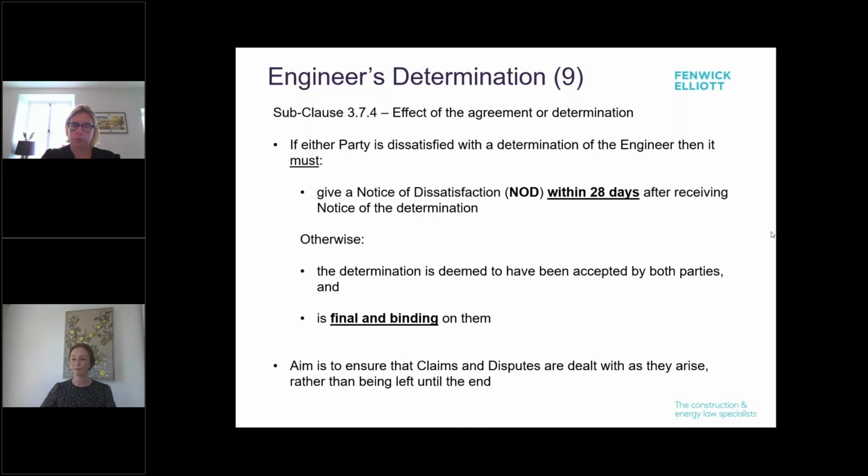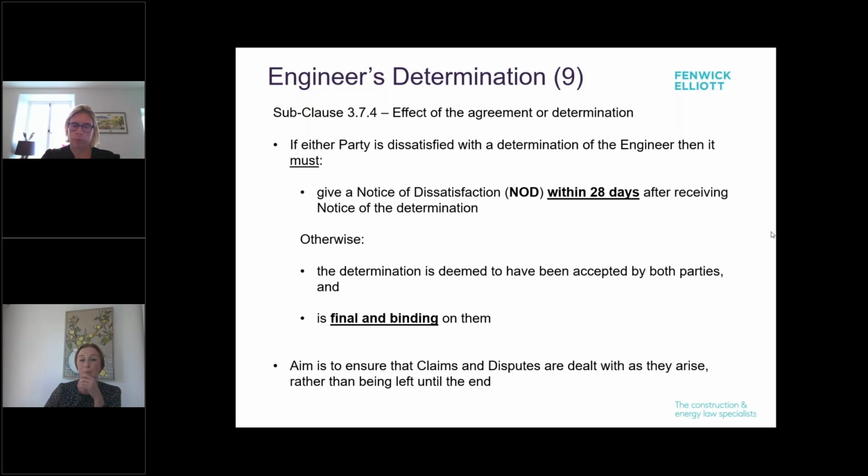So if either party is dissatisfied with the engineer's determination, under new clause 3.7.4, it may, within 28 days of receiving the determination, or if the engineer does nothing and doesn't circulate a determination, within 28 days of the expiry of the time limit in which it could have issued a determination, the party that's dissatisfied must give the other party a notice of dissatisfaction with the engineer's determination, copy this to the engineer, and also set out its reasons for its dissatisfaction.